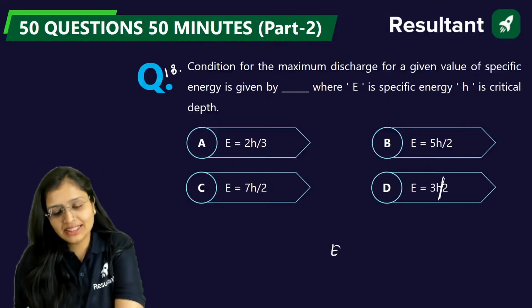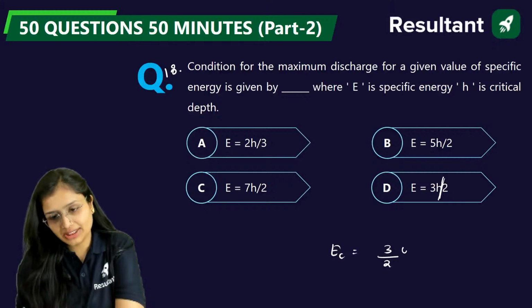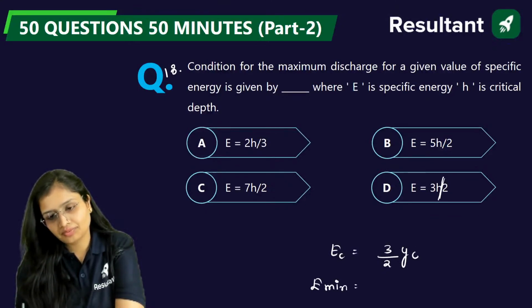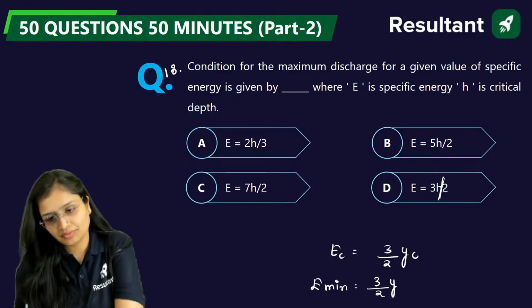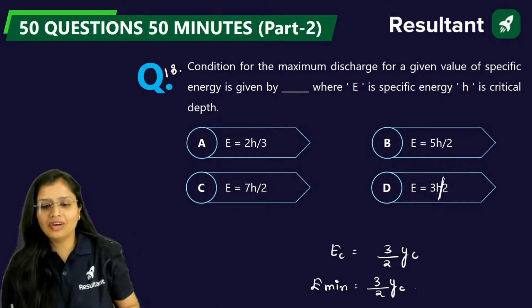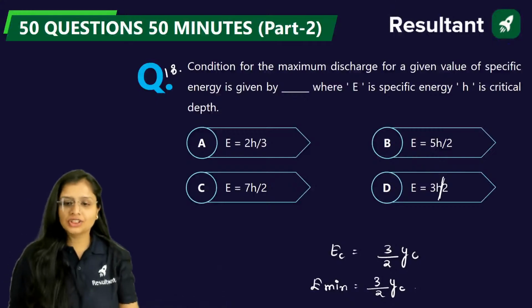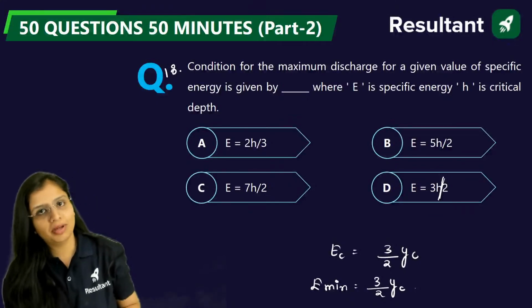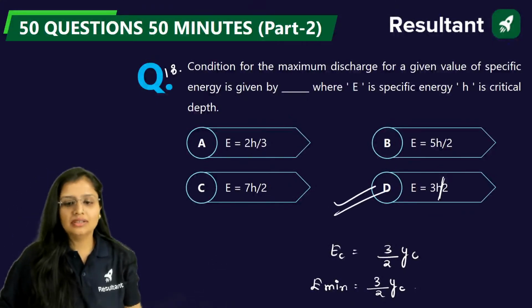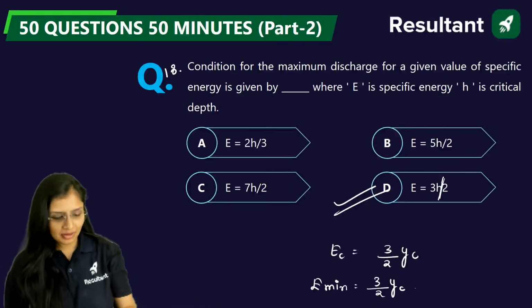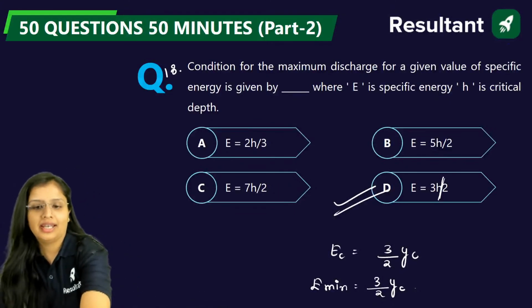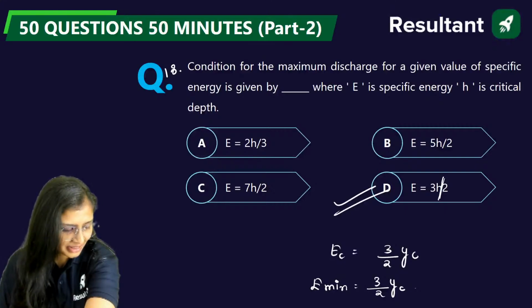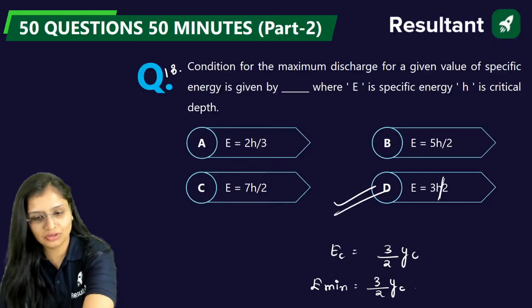We know EC is equal to 3 by 2 YC, or you write it like this also. So instead of YC, what can we write? H. So E is equal to 3H by 2. So D is the correct answer. Okay. Sure. Next question. It is not 2H by 3, it is 3H by 2. I think you have written the opposite.